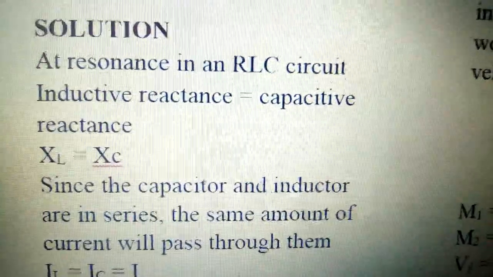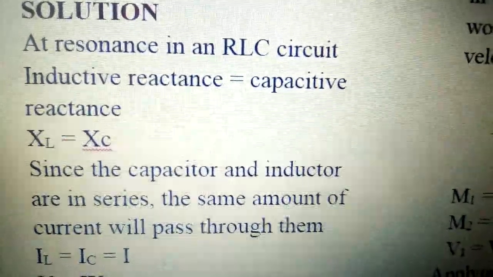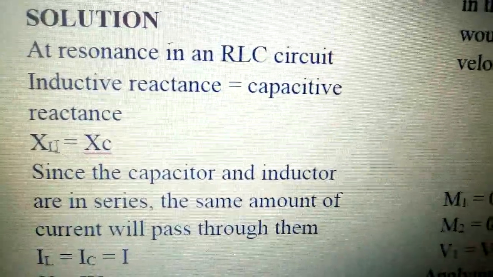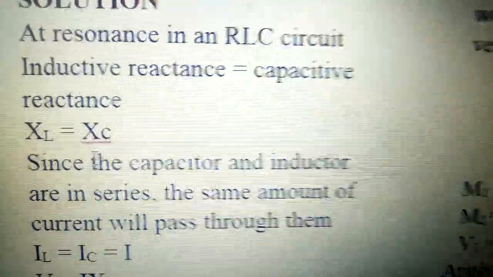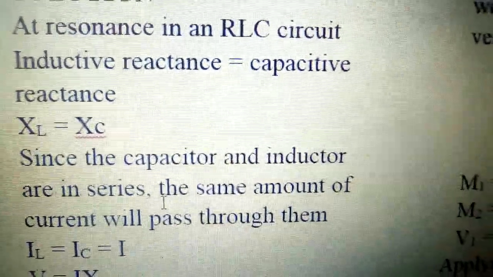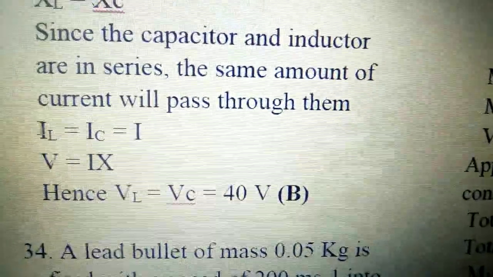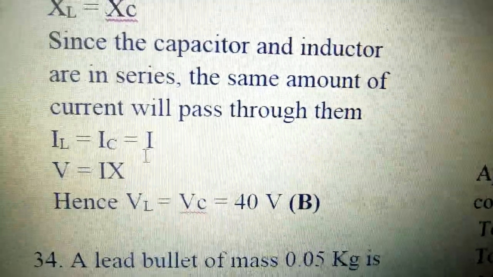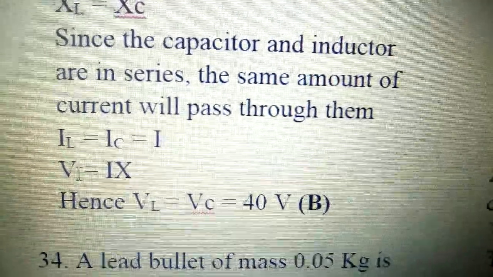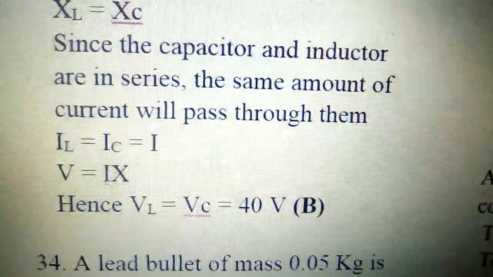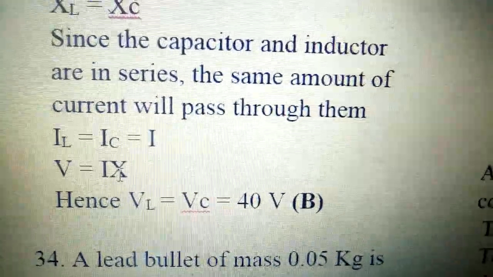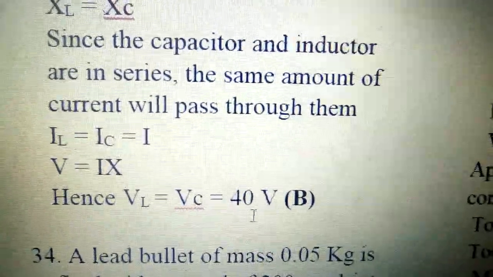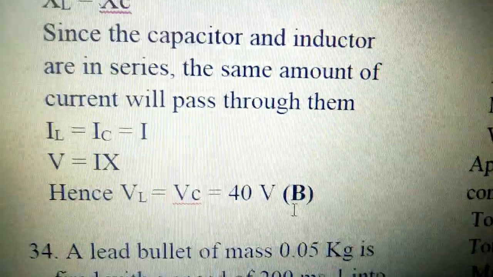At resonance in an RLC circuit, inductive reactance is equivalent to capacitive reactance. That means XL equals XC, where XL is inductive reactance and XC is capacitive reactance. Since the capacitor and inductor are in series, the same amount of current will flow through them. That means the current flowing through the inductor is equal to the current flowing through the capacitor, which is taken as I. The voltage across the capacitor or inductor is given by current times the reactance. Since the current is the same and the reactances are the same, the voltage across them will be the same. The answer is 40 volts. Option B is the answer.